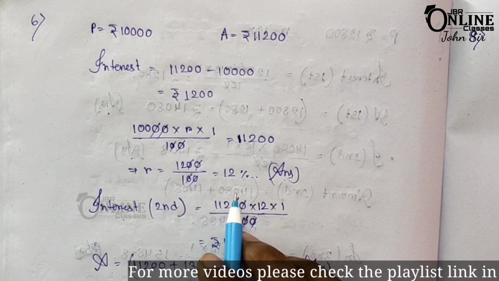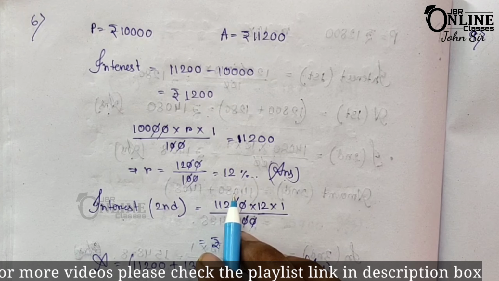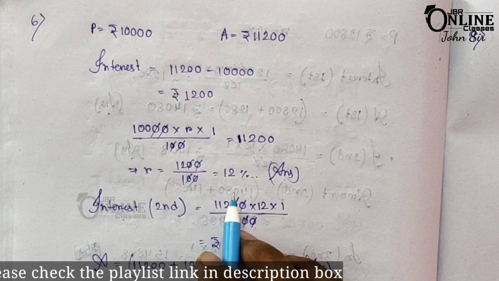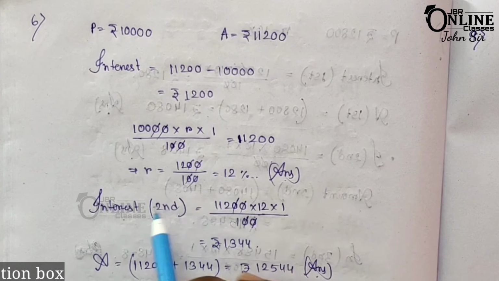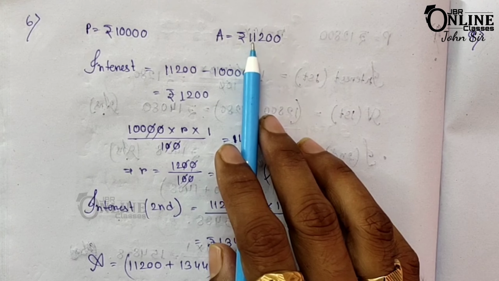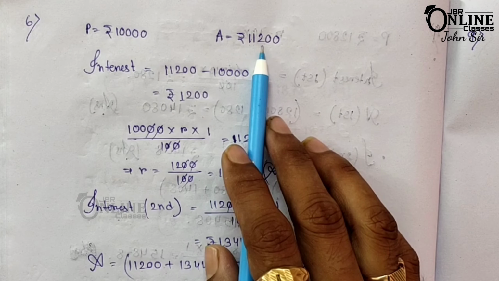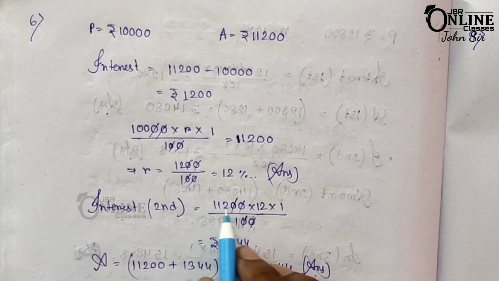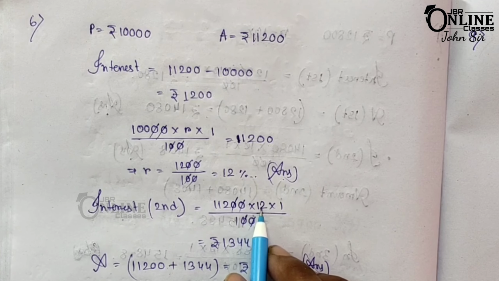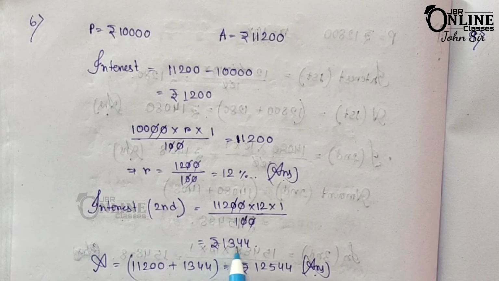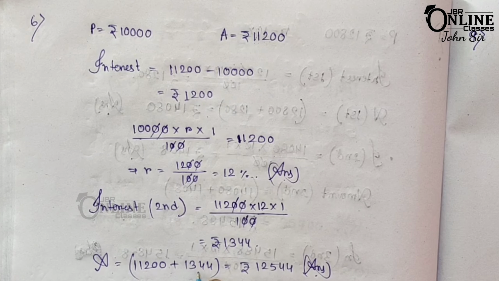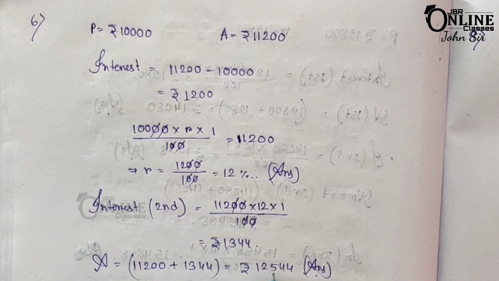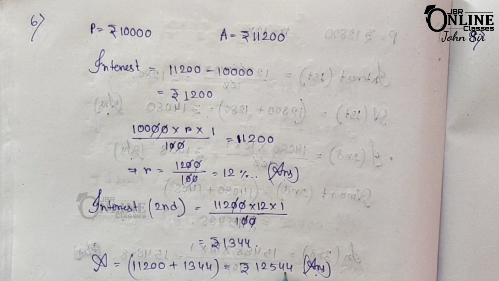Now next one, you have to find out the amount at the end of the second year. So first you have to find out the interest for the second year. So here the principal will be 11,200 for the second year. So here principal equal to 11,200, 12% rate of interest into 1, and that equal to 1344. So amount will be 11,200 plus 1344, that becomes 12,544. Okay.